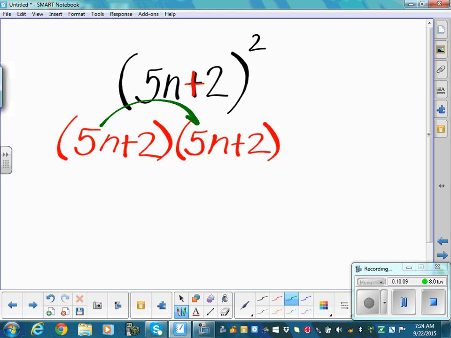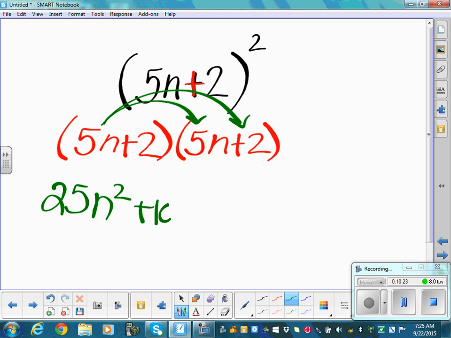5n times 5n is 25n what? N squared. Do not miss that squared. If any of you miss that, now that you're here in the morning, I'm going to beat you. 5n times 2 is positive 10n. And then you go underneath. Now we're done with that. We just distributed that. We're going to start with positive 2. So positive 10n again. And then 2 times 2 is 4.